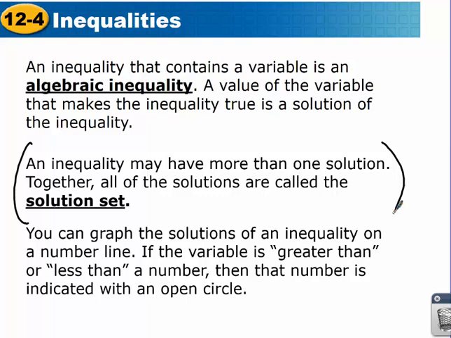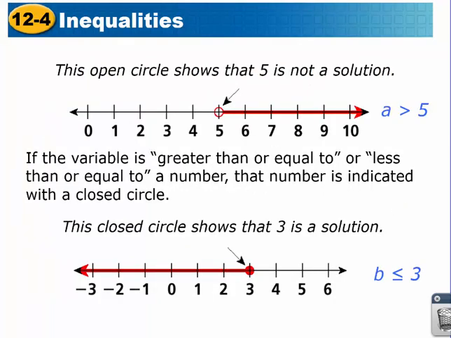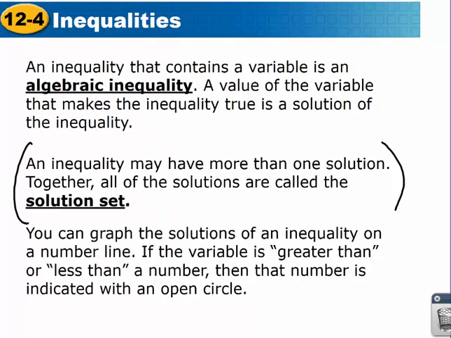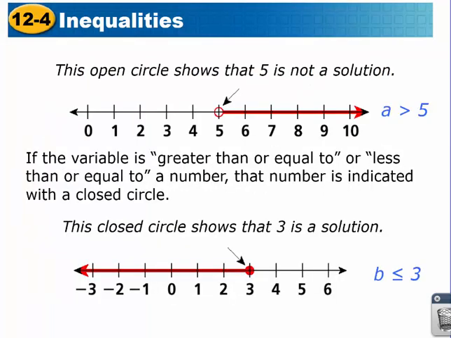In equations, the equal sign says there's one answer. We have one answer that makes it true. With an inequality, though, you can have multiple answers. Okay, so let's see how we can represent them. And we do that on a graph. If you look at the bottom line there, it says you can graph the solutions of an inequality on a number line. If the variable is greater than or less than a number, then that number is indicated with an open circle. Take, for example, this first one. We have the inequality A is greater than 5. Okay, so we put an open circle on 5. And we shade to the right to represent all the numbers greater than 5. But 5 is not included.